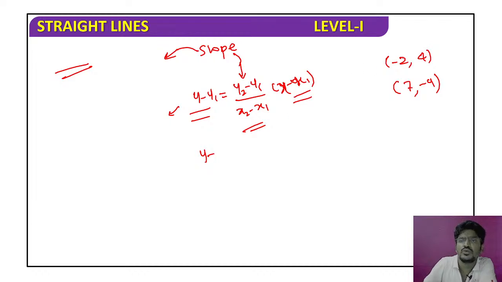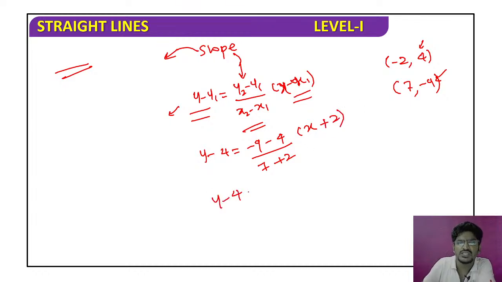y minus y1, I can take it as y minus 4 equal to (y2 is 9) 9 minus 4 divided by x2 minus x1. x2 is 7, x1 is minus 2, so that will be plus 2, 7 plus 2 is 9. So y minus 4 equals 13 by 9 into x plus 2. So you have to simplify this equation.